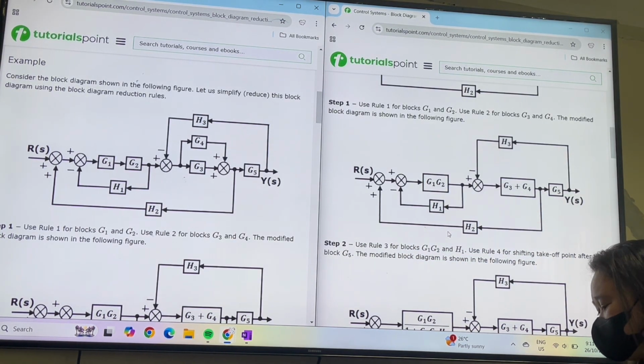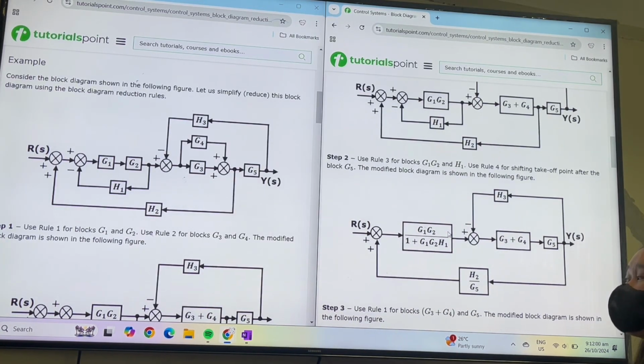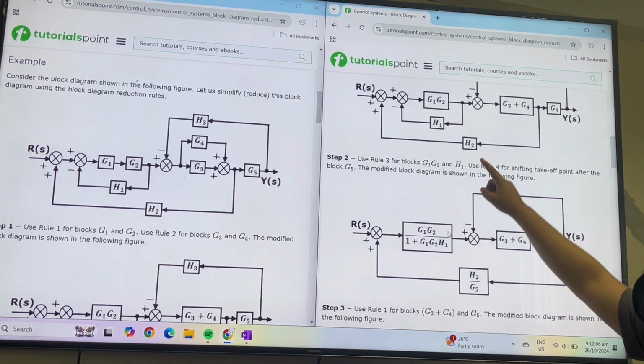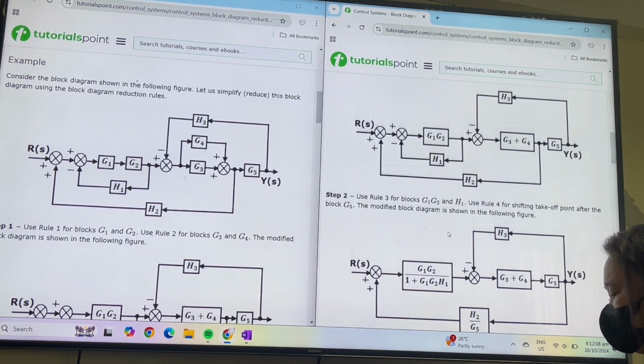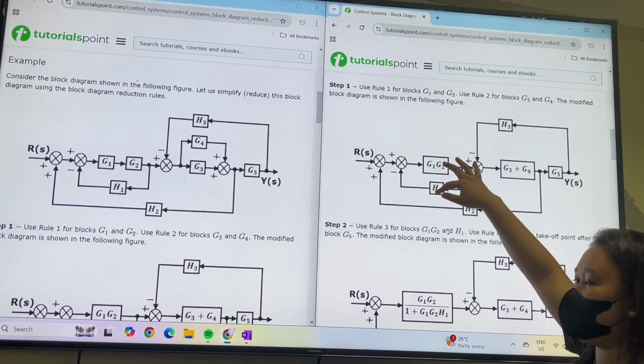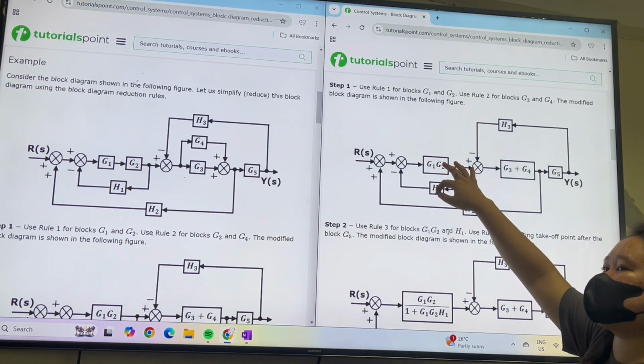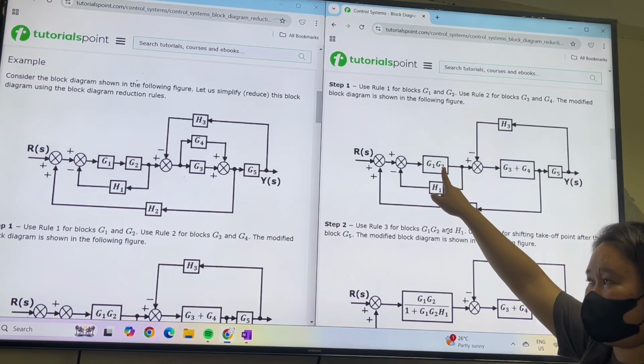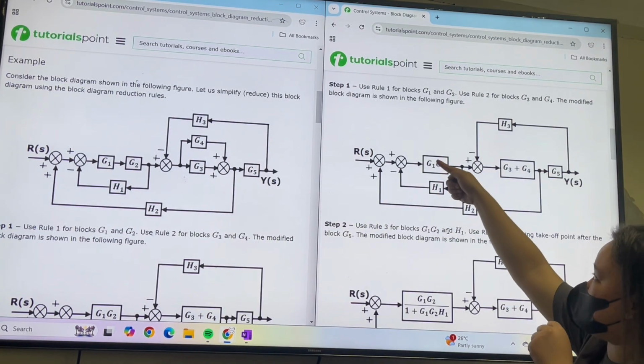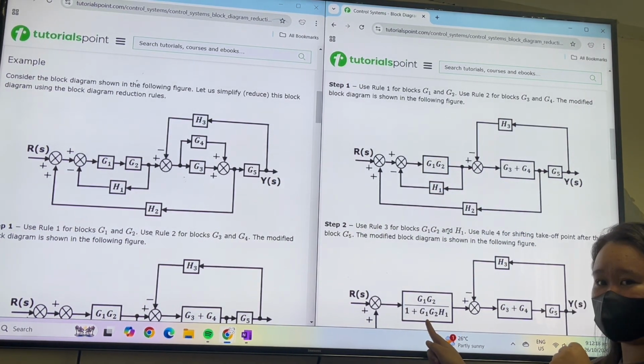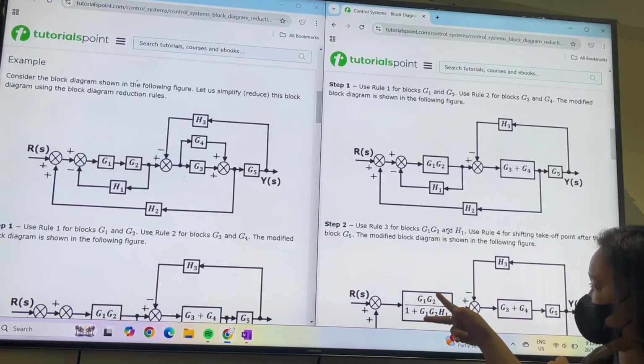Now, use rule number 3 for G1, G2, and H. They are in feedback. So what you do is G over 1 plus GH, where G is G1G2 and H is H1.